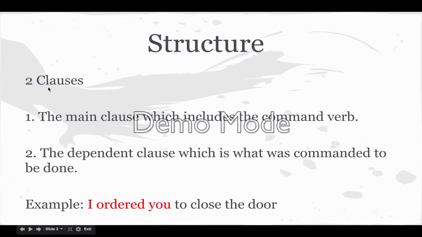There are two different clauses within an indirect command. The first one is the main clause, which includes the command verb, and then there's the dependent clause, which is what was commanded to be done. In the example down here, I put the main clause in red and the dependent clause in regular black. When you look at an indirect command, you want to identify these two different parts. The first one almost always has the command verb, which in this case is "ordered," and the dependent clause is usually introduced by "to," which in Latin is ut, or "not," which in Latin is ne.